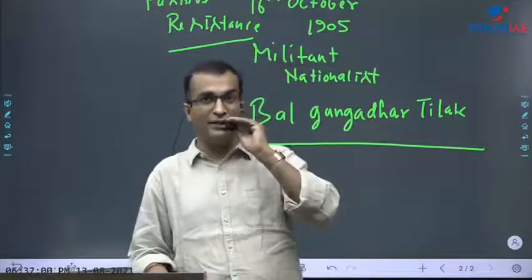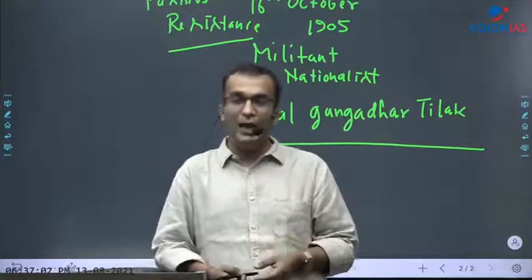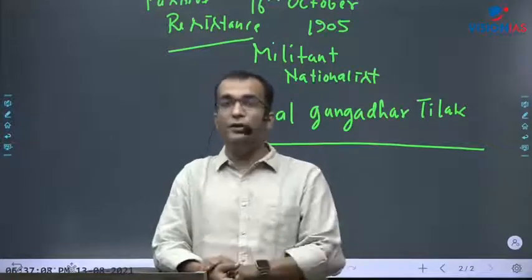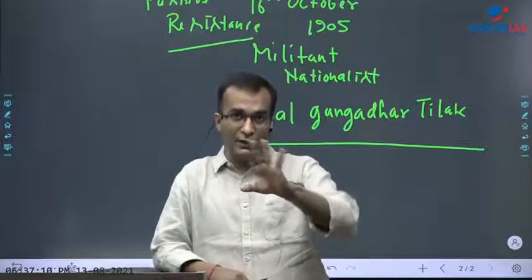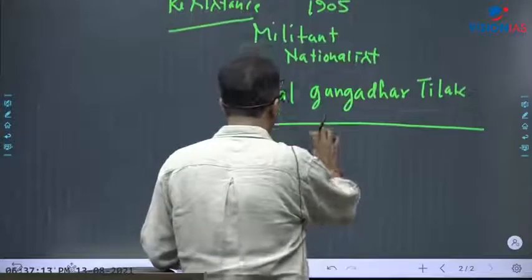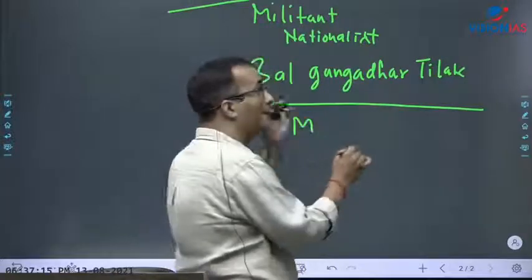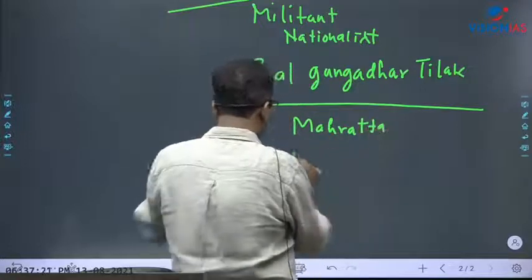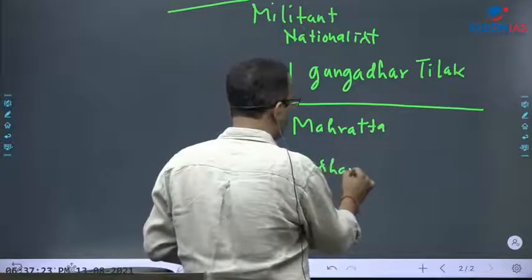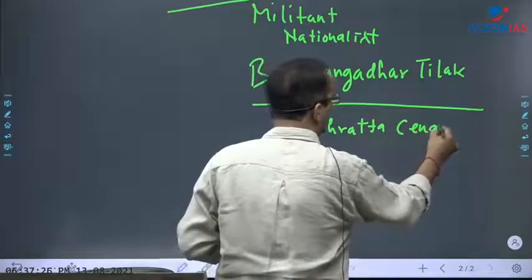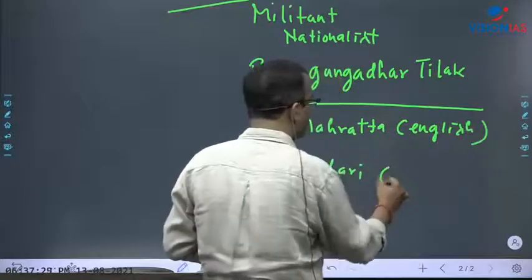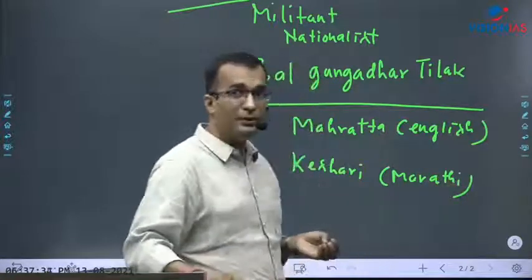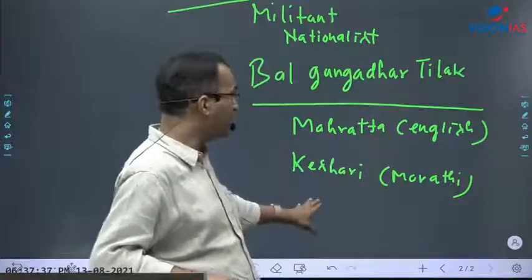So listen, the greatest representative of this thought was Bal Gangadhar Tilak, and he preached his militant ideas through two newspapers, whose names we have written. So these two newspapers were Maharatta and Kesari. Maharatta was in English and Kesari was in Marathi. Through these newspapers, he propagated his ideas.